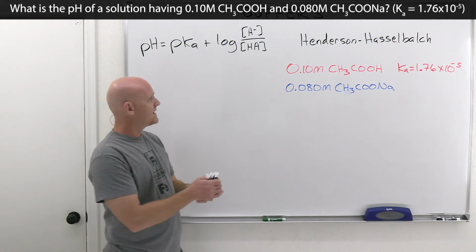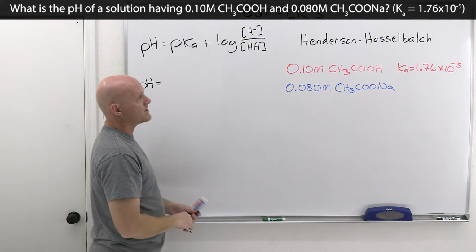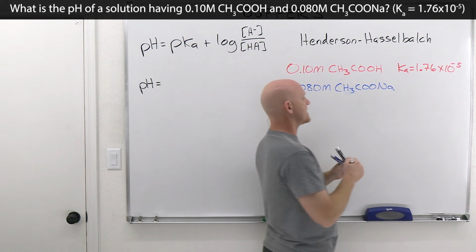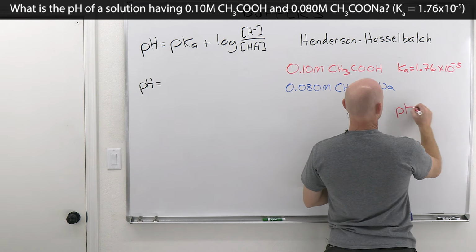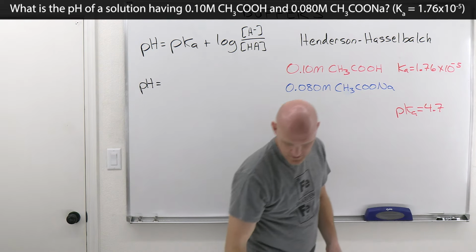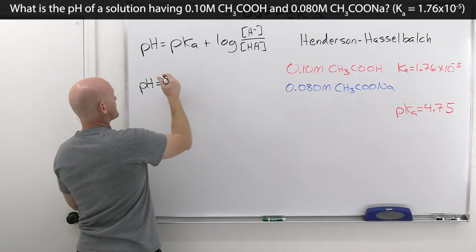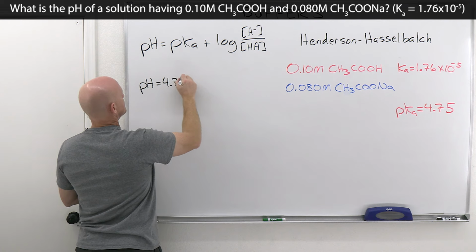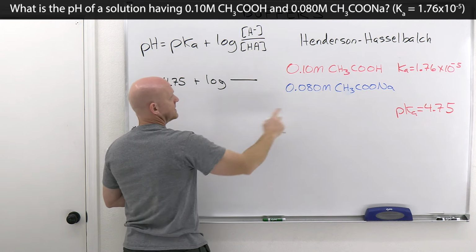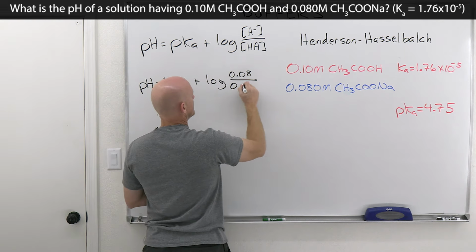solution. And so in this case, we're going to do pH equals pKa, and we could just write in negative log of 1.76 times 10 to the negative 5. Or you could calculate that ahead of time, and that's what I'm going to do. So pKa here, negative log of this, it turns out equals 4.75 in my calculator. And so that's what we're going to plug in right here for the pKa, so 4.75 plus log, and in this case, conjugate base over conjugate acid. Well, the conjugate base was the 0.08, and the conjugate acid is 0.1.